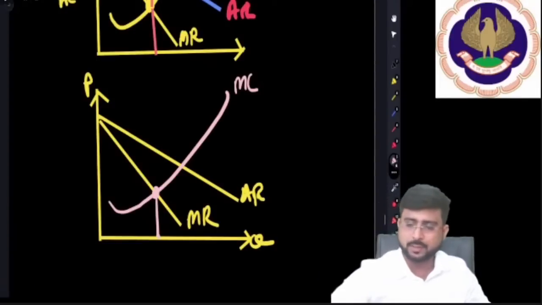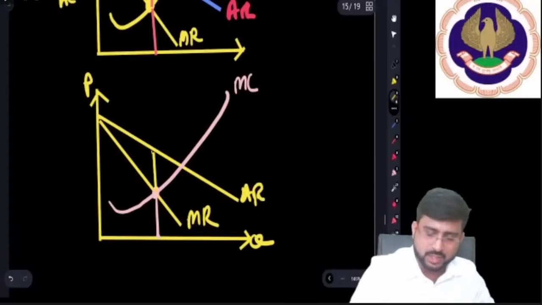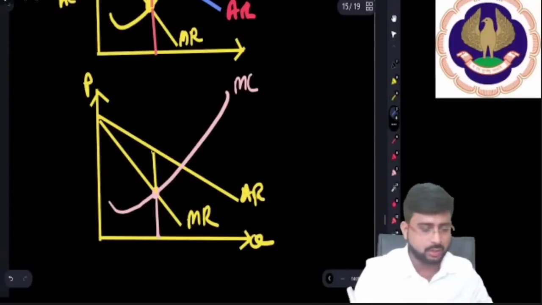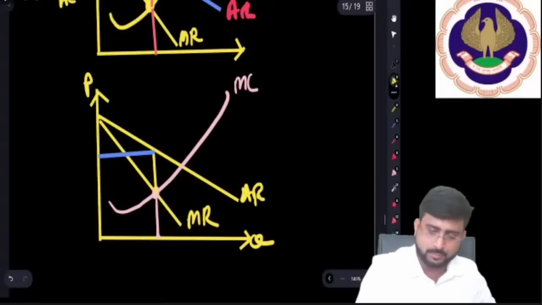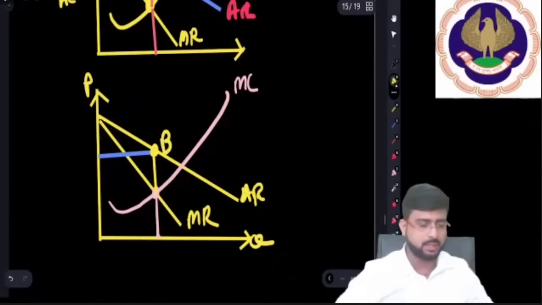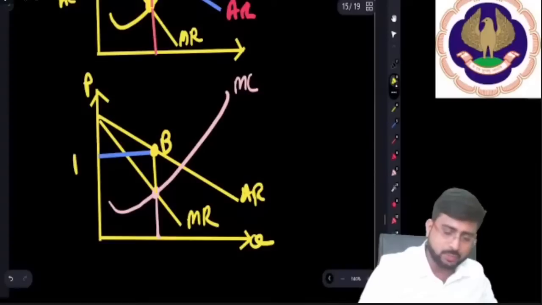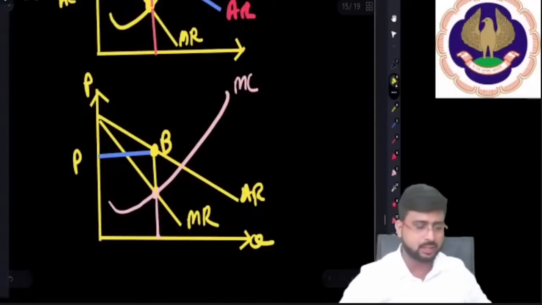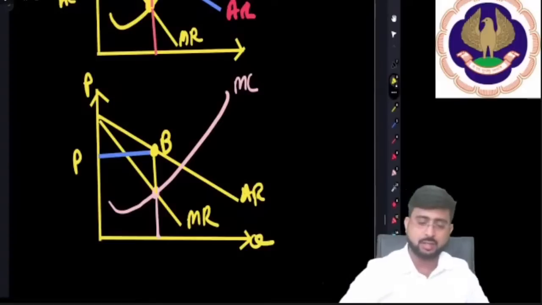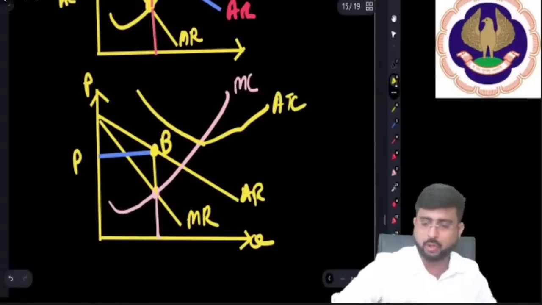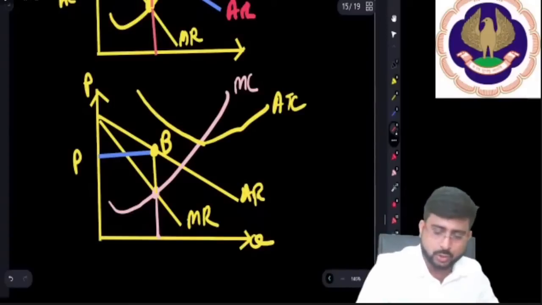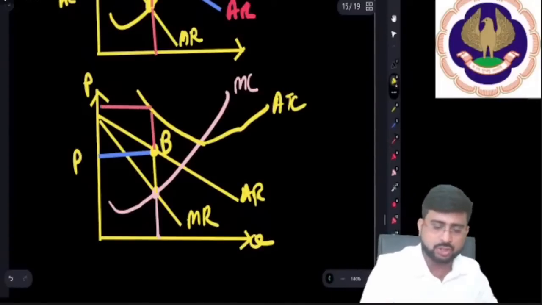Now pay attention, it is touching it here and therefore becoming equal to this level, point B, and this is the price level. But sir, where is average total cost? Average total cost is somewhere above, because it's the case of loss. So you'll extend this further up and you will find that this is the average cost being charged.